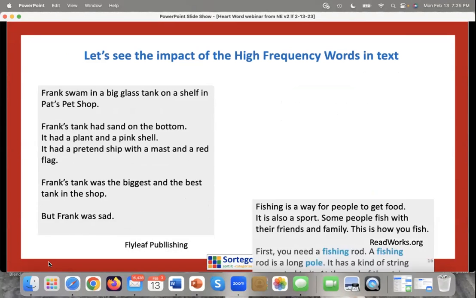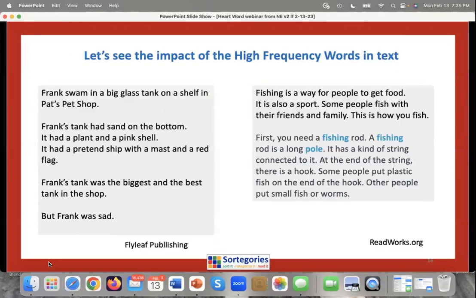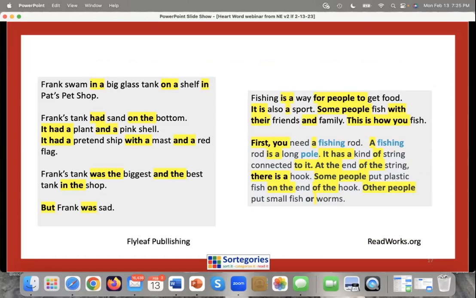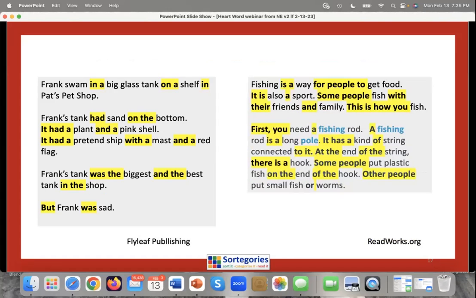But I wanted to share this because I think it's really important. If we take a look, the passage on the left is a decodable passage from Flyleaf. The one on the right is an authentic passage from ReadWorks, just so we're not playing favorites for a type of text here. The next slide shows what happens if I highlight, which I did here, all of those high frequency words that we were just looking at.